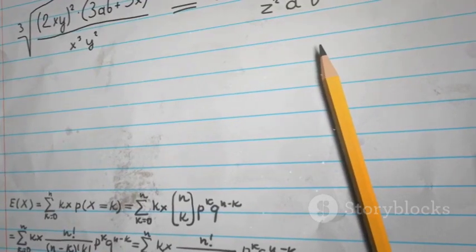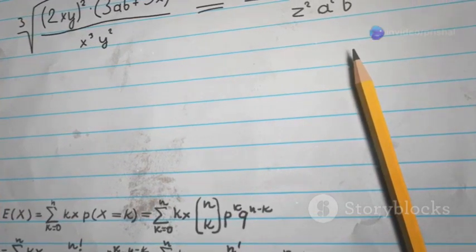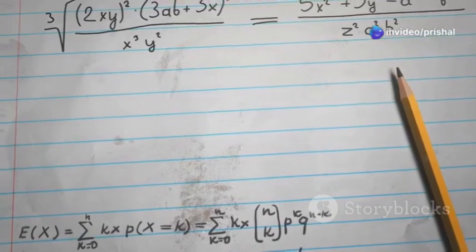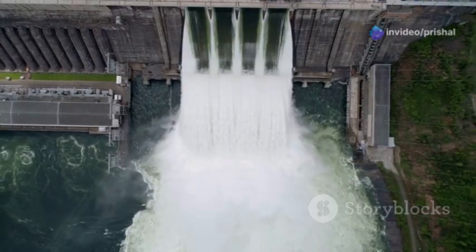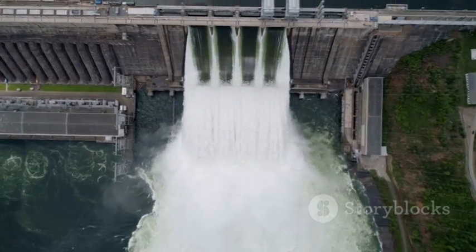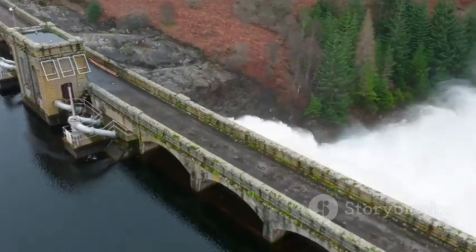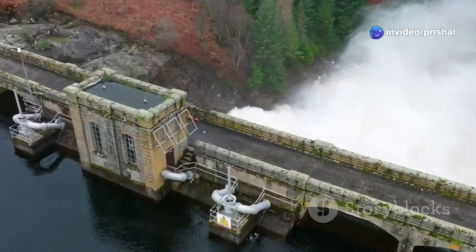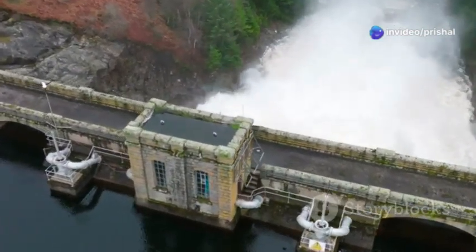Now, to calculate the flow rate, we use a neat little formula: Q equals A times V. It's simple yet powerful. Q is our flow rate, A is the cross-sectional area of the river, and V is the water velocity. Each component plays a vital role. Knowing the flow rate is crucial because it tells us how much power we can potentially generate. This is the key to efficient energy production.